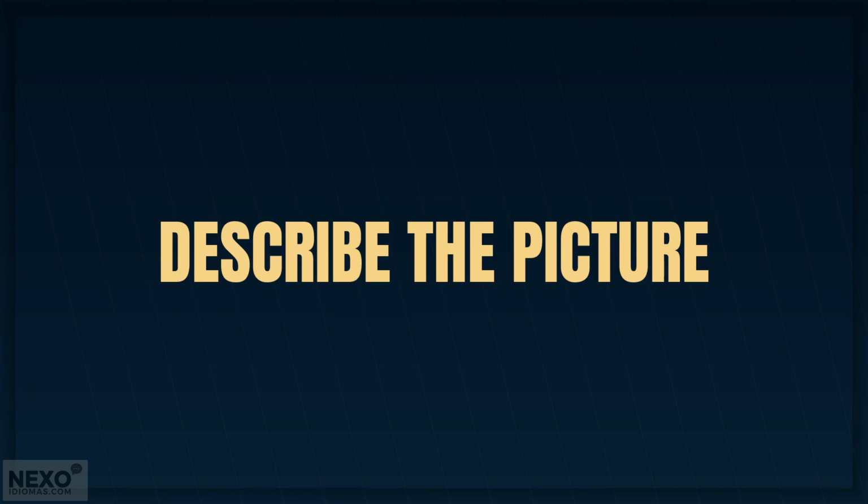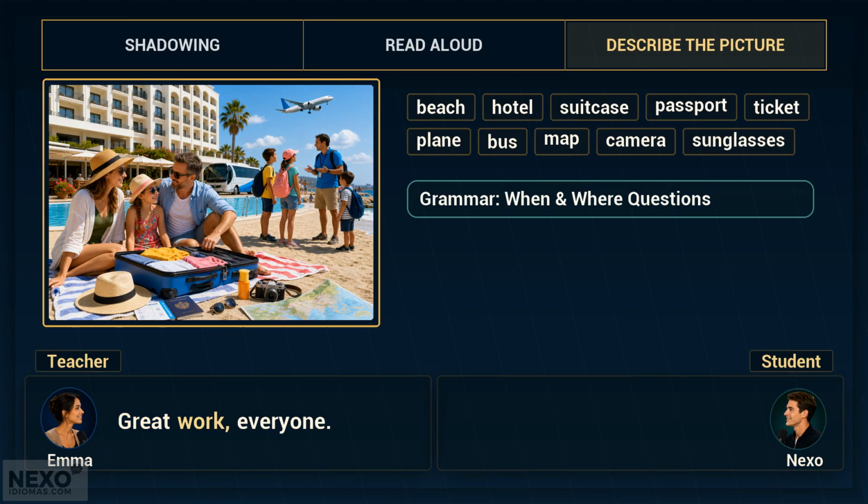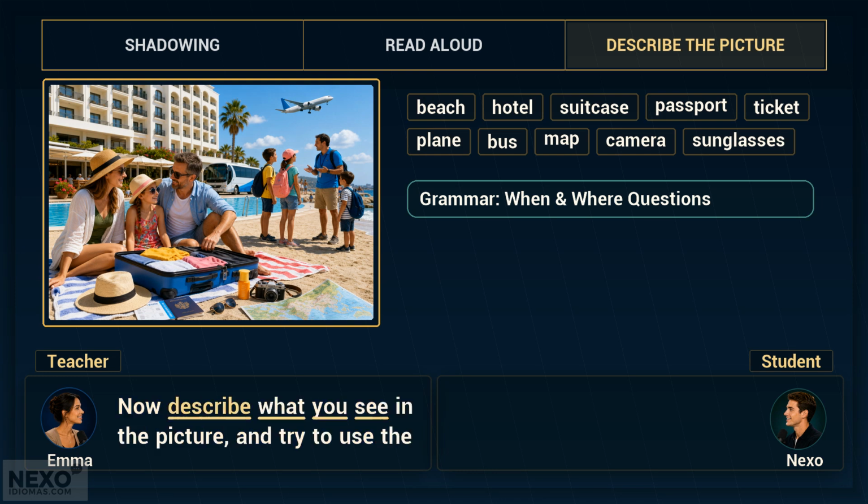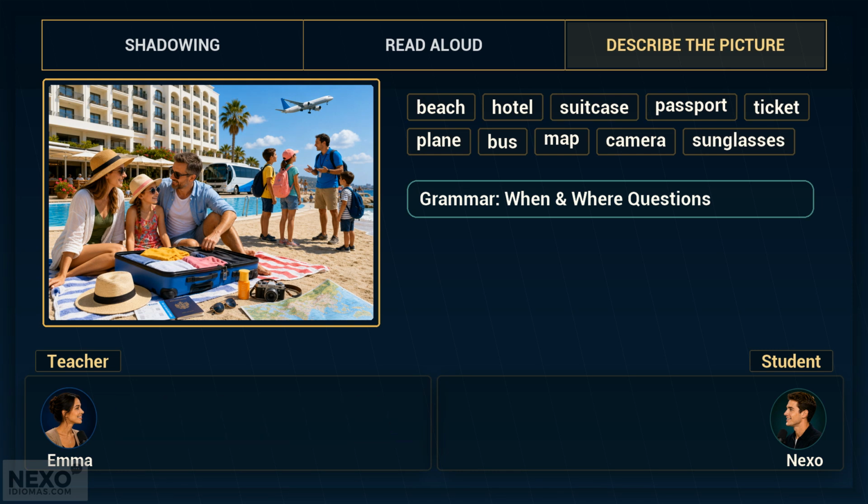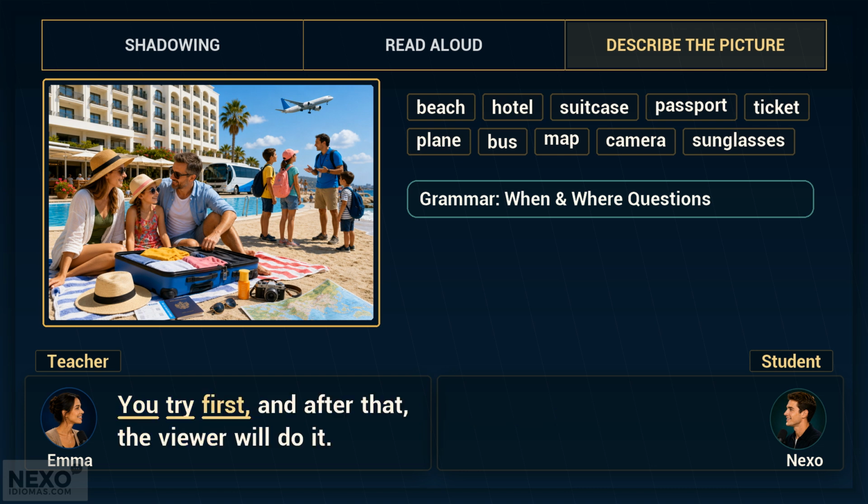Describe the picture. Great work, everyone. Now, describe what you see in the picture and try to use the words on the screen and the grammar we studied. I can try first. Yes, Nexo. You try first, and after that, the viewer will do it.